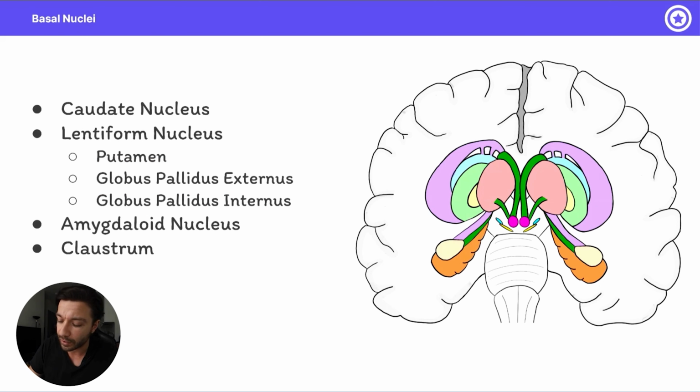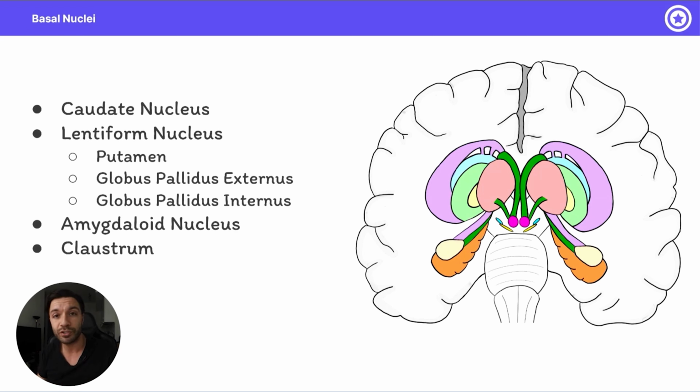If we look here, this big purple structure that has this C-shaped appearance is going to be our caudate nucleus, and it's going to be the most lateral of the basal nuclei. Attached to the caudate nucleus on the same plane is the putamen, which is this blue structure deep within here. Found just medial to our putamen, we have our globus pallidus, which is broken up into the internus and the externus. Our externus is going to be this green one right here, and then our internus is this one just tucked medially inside of it.